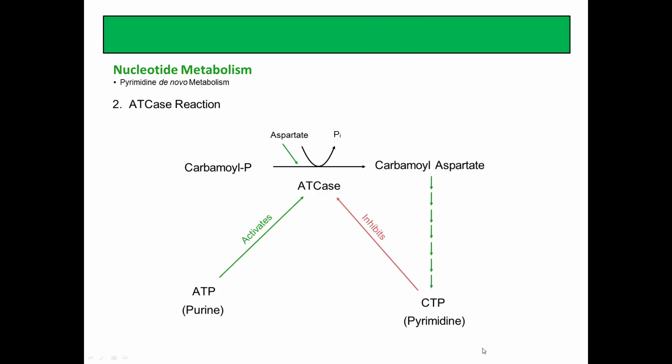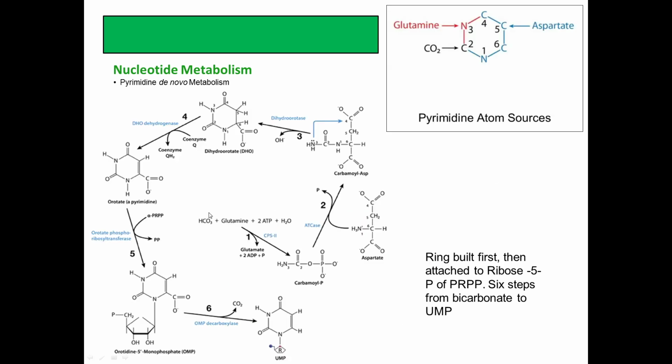Okay, so I have my carbamoyl phosphate. Remember which reaction that was? That was the very beginning one. It was a very unstable beta keto, losing its phosphate and attaching itself to aspartate to make carbamoyl aspartate. That was this reaction right here, number 2.